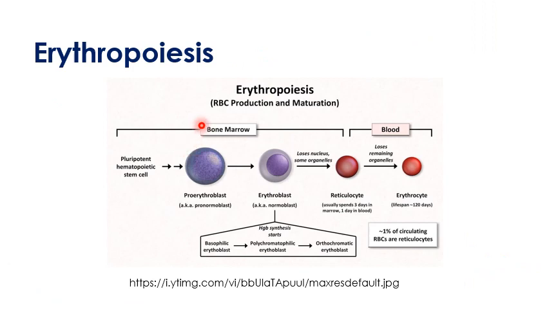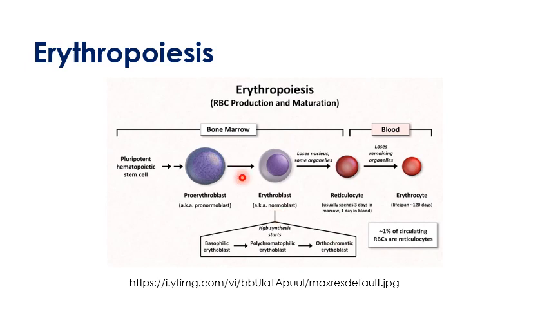So let's take a closer look at this process of erythropoiesis. Your myeloid stem cell will develop into a proerythroblast, also known as a pronormoblast, which will then develop into an erythroblast, also known as a normoblast. At this stage, hemoglobin synthesis will begin. Hemoglobin is the oxygen carrying molecule in your red blood cells. Hemoglobin is also a red pigment, and it's what gives your red blood cell its red color, and what will also give your blood its red color.